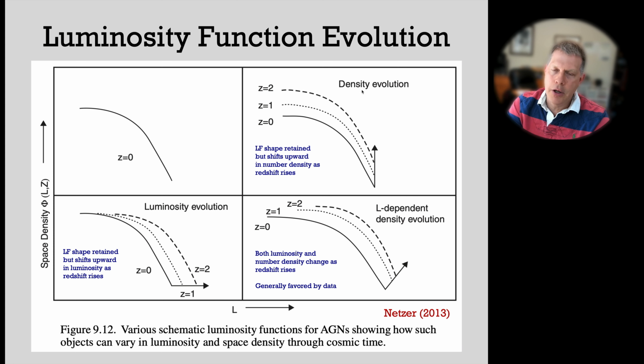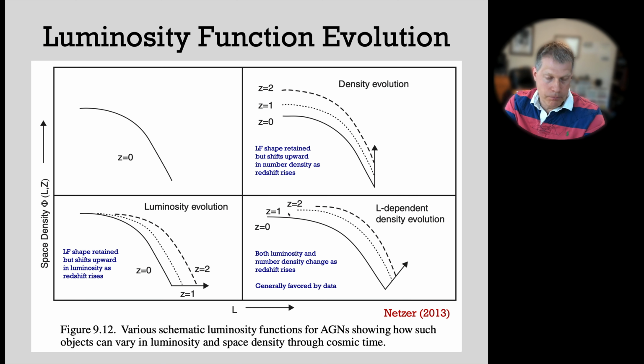Similarly, there is another type of evolution known as density evolution. In this case, the luminosity function shape at a redshift of 0 is again retained, but now the population just shifts upward in number density as the redshift rises. That's another possible type of evolution. And then finally, you can have more complex types of evolution where both luminosity and number density change as the redshift rises. Then you get a more complex form of evolution where things don't shift so easily, but there is a broad shifting in this direction in the luminosity-space density plane.